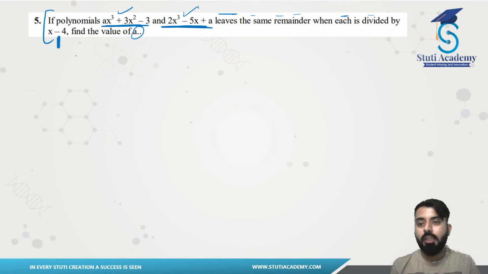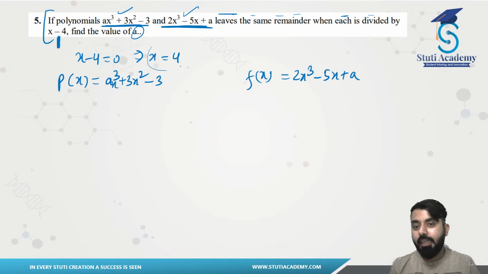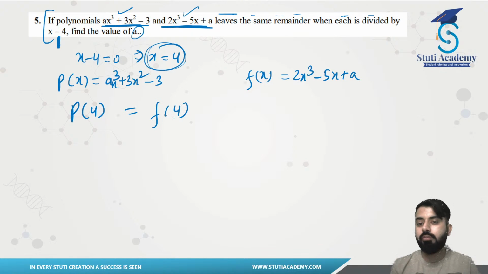So that means if I put x minus 4 against 0, x will be 4. And if my p of x is ax cube plus 3x square minus 3, and let's say my another function f of x is 2x cube minus 5x plus a. At x equals to 4, the remainders are same. So that means p of 4 is same as f of 4, right?